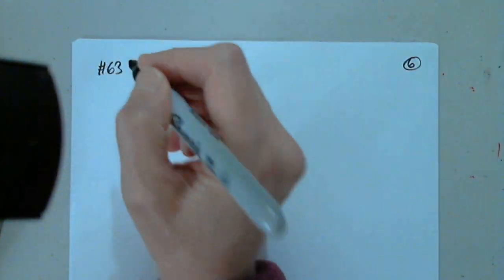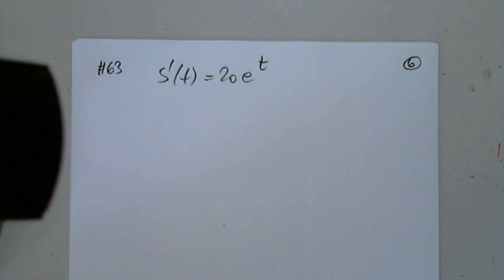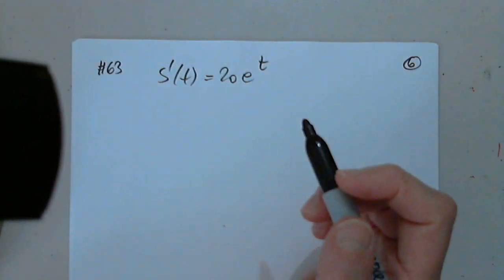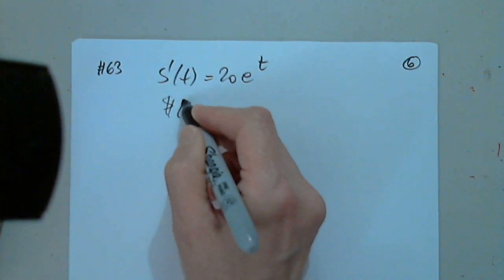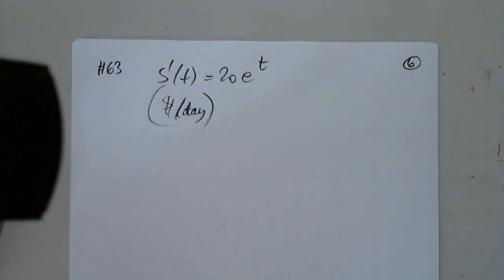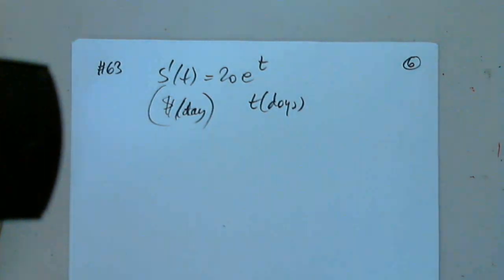Yes, it's good. Okay, so S prime of t equals 20e to t. So S prime, of course, is dollars per day because it's a rate of change. And then obviously t is measured in days. I put a note in there. Find the accumulated sales for the first 5 days.